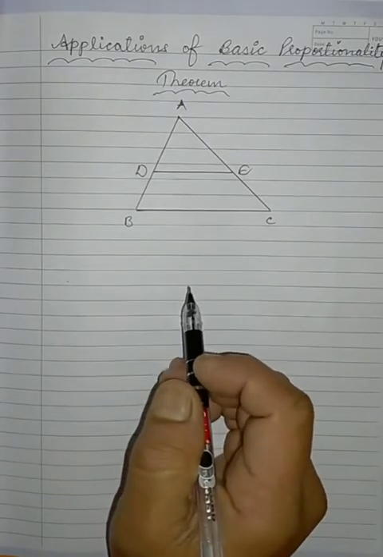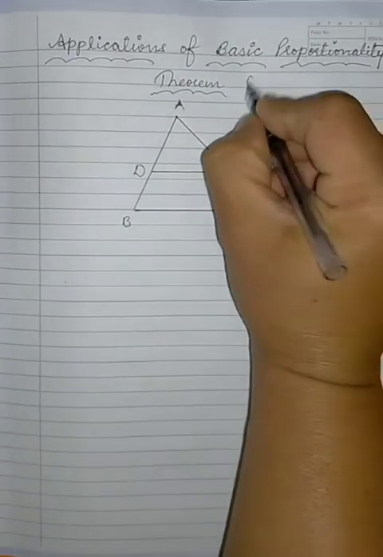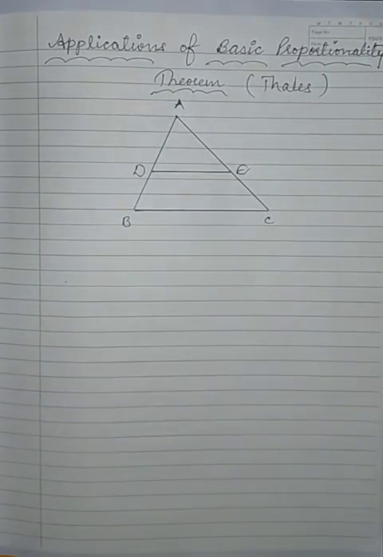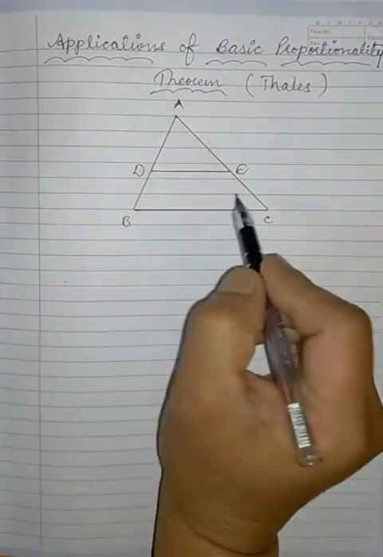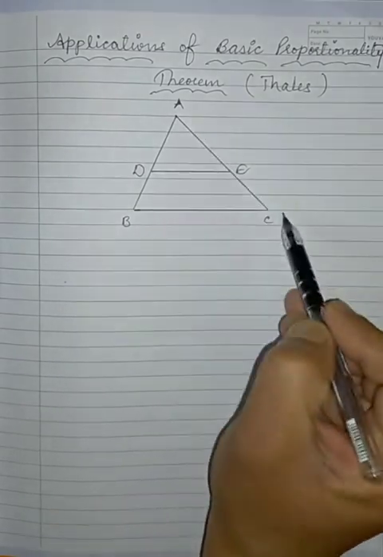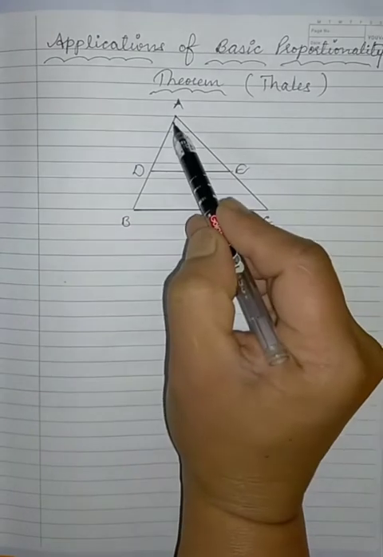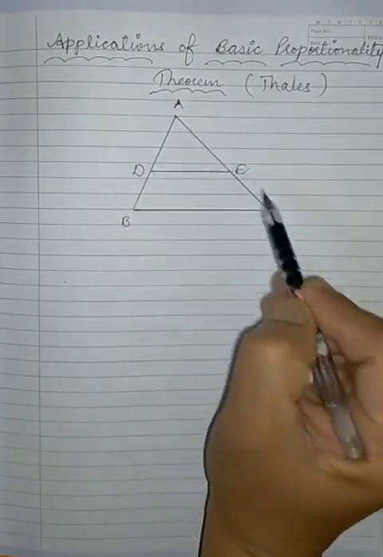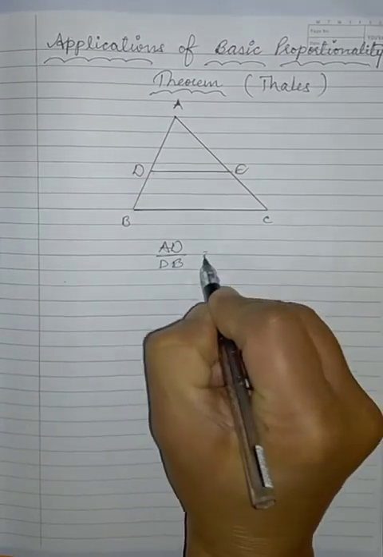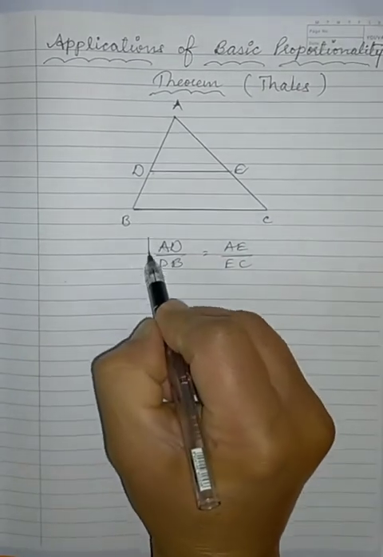In this video, we will see the applications of the basic proportionality theorem, which is also known as Thales theorem. In the previous video, we have seen that in a triangle, if a line is drawn parallel to one side of a triangle to intersect the other two sides at distinct points, the other two sides are divided in the same ratio. That is, AD upon DB is equal to AE upon EC. This is the main relation of Thales theorem.